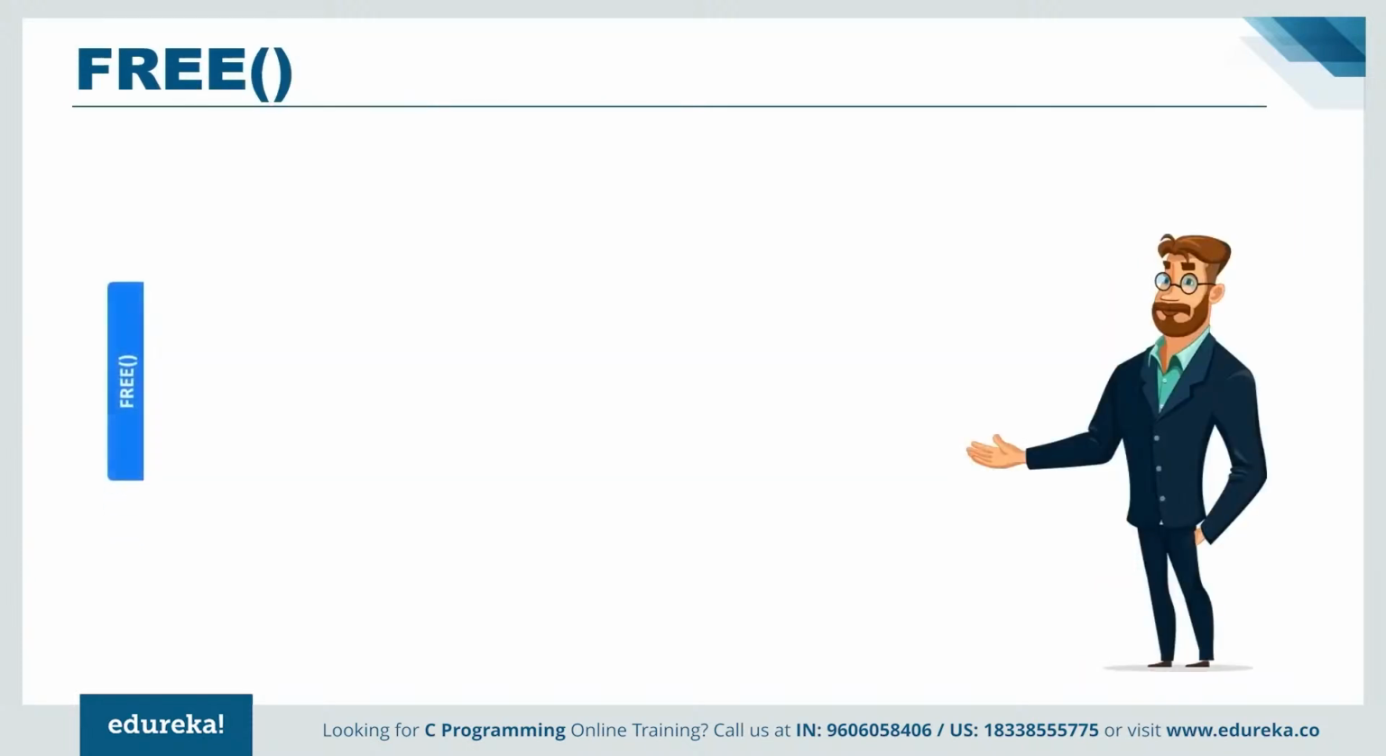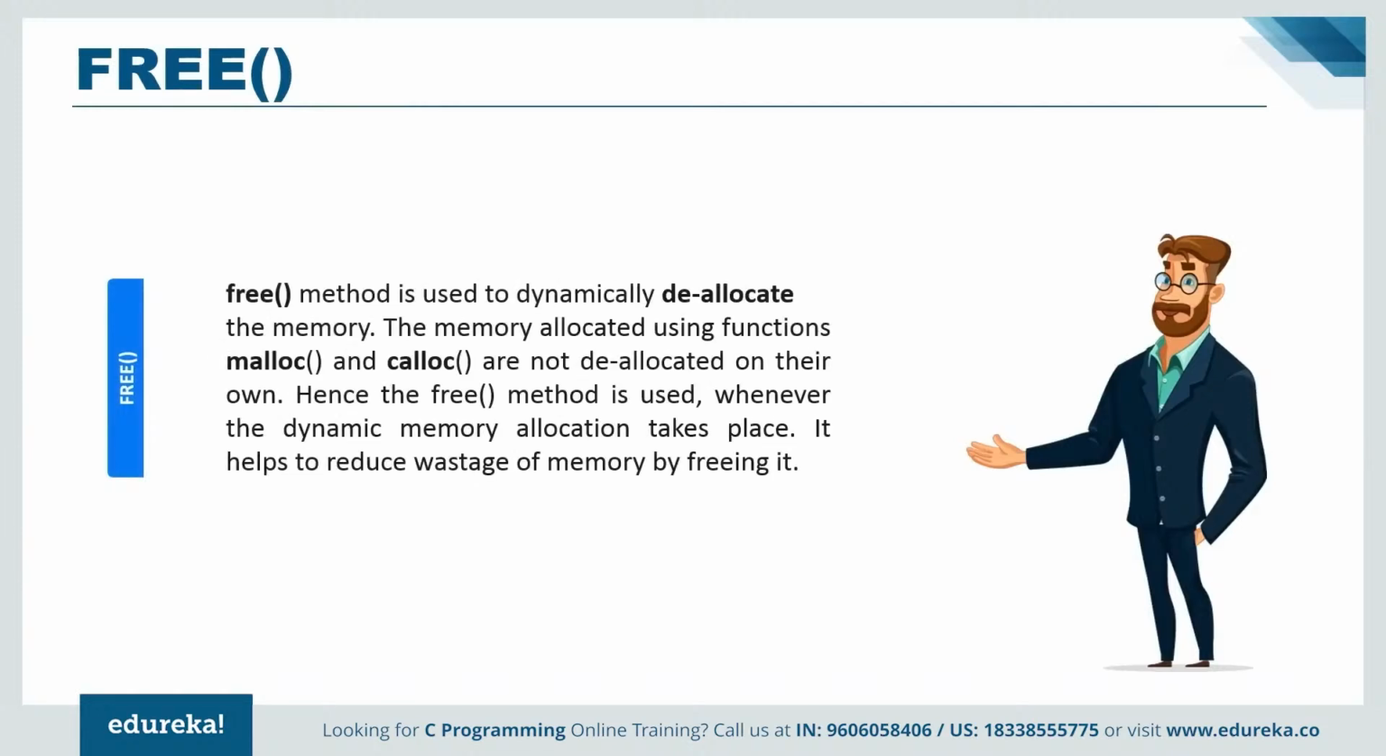Followed by that we have the free method. Free method is the most important method. Don't ever forget to use free when you are allocating memory using dynamic memory allocation, because free deallocates the memory. The memory allocated using the functions malloc and calloc is not deallocated on its own. Hence, free is used whenever dynamic memory allocation takes place. It helps to reduce the wastage of memory by freeing it.